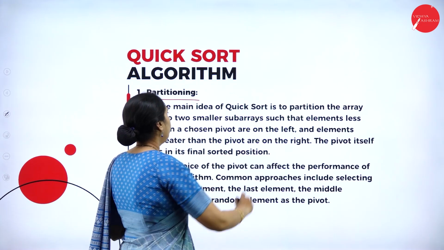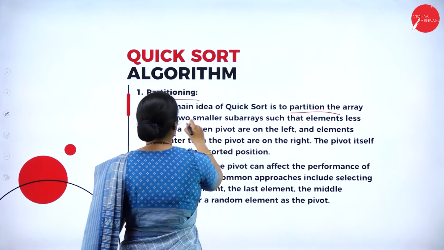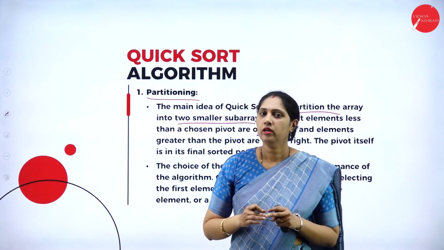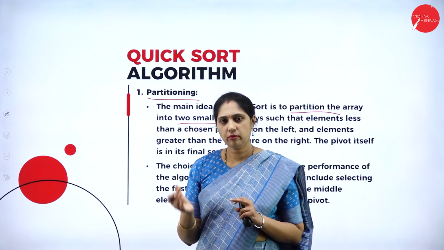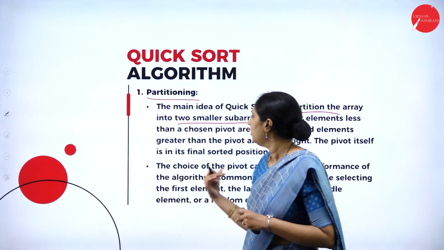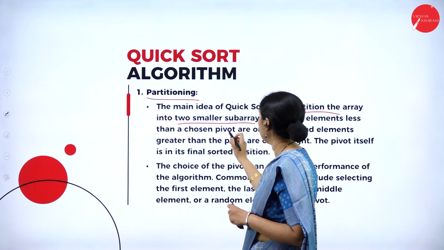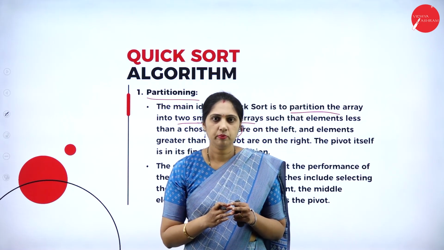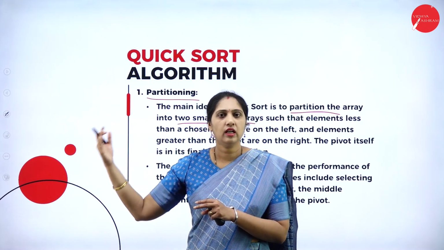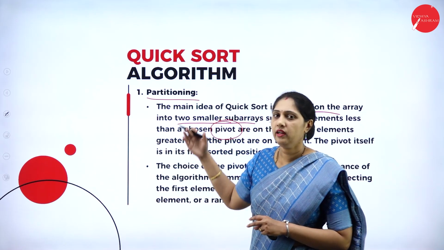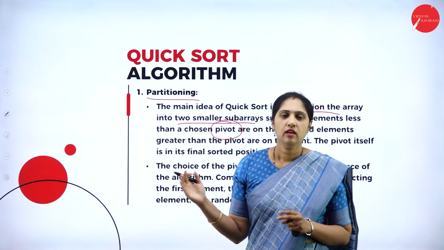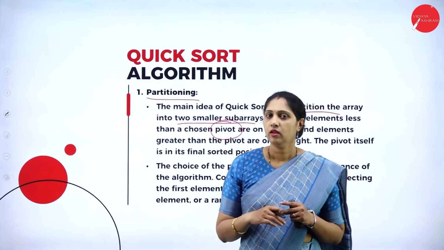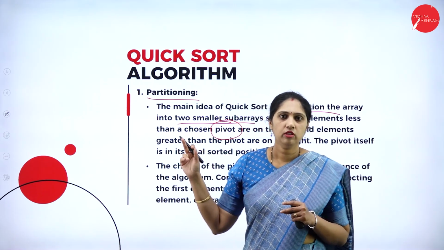The main idea of quick sort is to partition the array into smaller subarrays. Again, same concept, we have to divide. But it is not similar to merge sort, something extra is added. What is that? We take a pivot. We'll take maybe the first element as pivot, or the middle element, or the last element. Now we have to compare our pivot with all the elements and check whether the pivot is lesser or greater. This is about quick sort. When I say quick sort, remember the pivot.